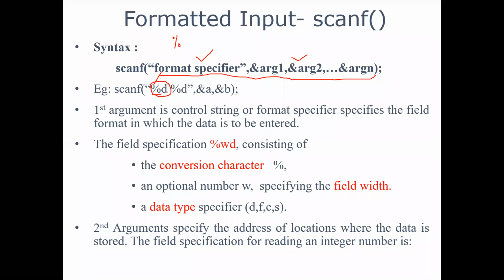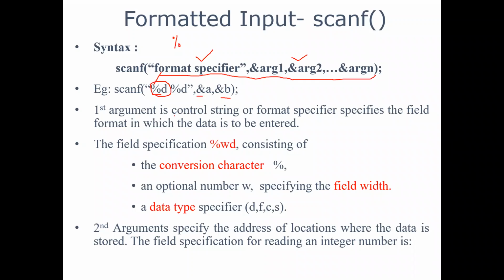It is a conversion symbol followed by the data type or the format of the data to be entered. So here d indicates that we are entering an integer. Got it? If you want two values of variables to be displayed, you have to mention two format specifiers. These format specifiers indicate in which format the values have to be displayed, followed by argument 1 and argument 2, right? So the first argument we are giving is a control string or the format.